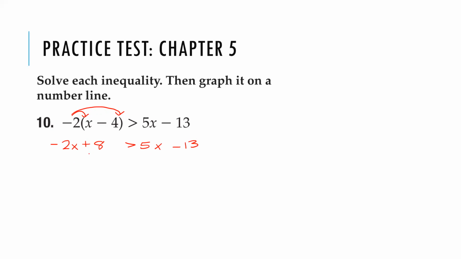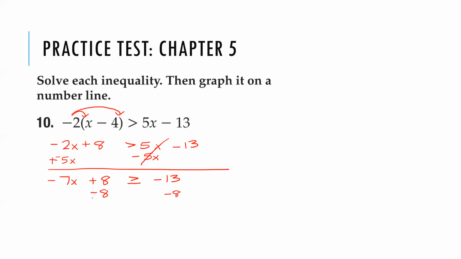Bring everything else down. Now here, I want my variable to stay on the left, so I can do one of two things, okay? I can subtract 5x from both sides, or I could have added 2x to both sides, so we can solve it both ways, and I'll show you the difference, and you can see which way you prefer. So if I subtract 5x here, -2x minus 5x, remember I add the opposite, so that would be -7x plus 8 is greater than or equal to -13. So then I have a two-step equation here. I'm going to subtract 8 from both sides.